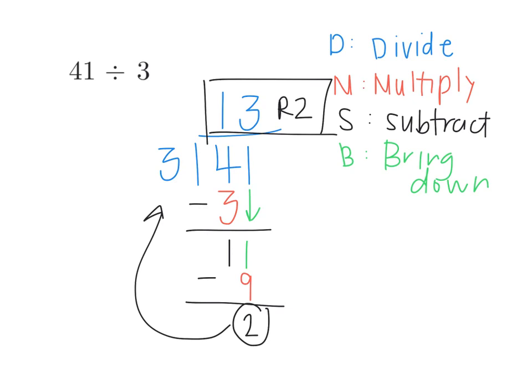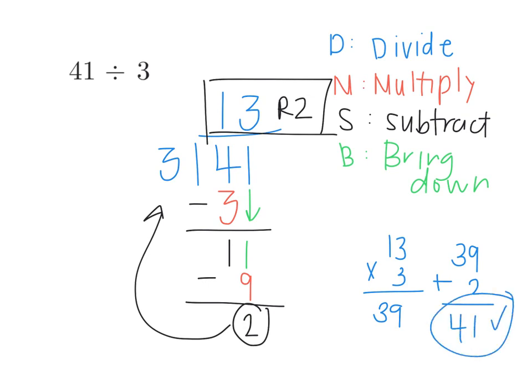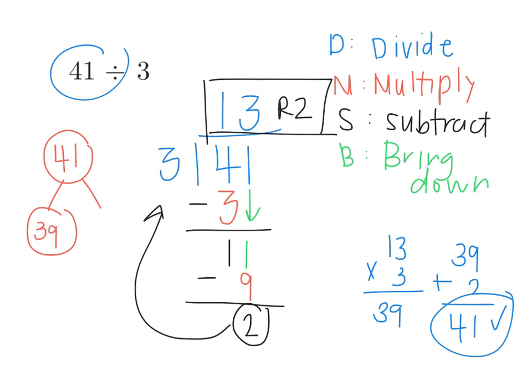In order to check my work, I could do 13 times 3, which is 39. And then I can take 39 and add the remainder of 2, and I get 41. You'll notice that that is my whole, and so I feel good about that. Essentially, what I was doing is I took the whole of 41 and I split it into 2 parts. I said one part is going to be 39. That's the part that's divisible by 3, right? Because I know that 39 divided by 3 is equal to 13. There's my quotient. And then my other part is the remainder of 2.